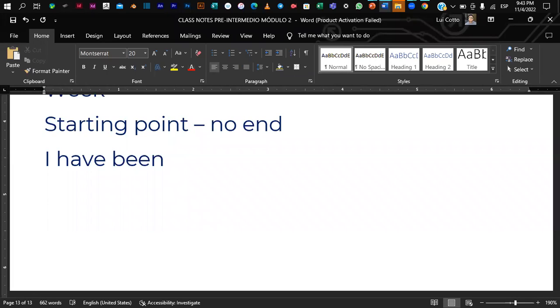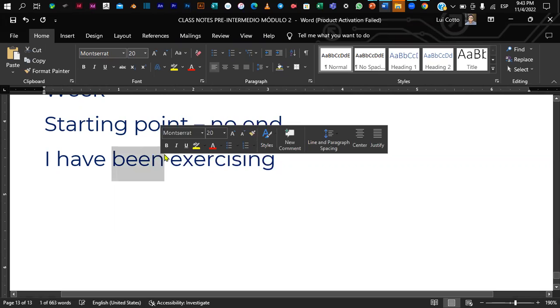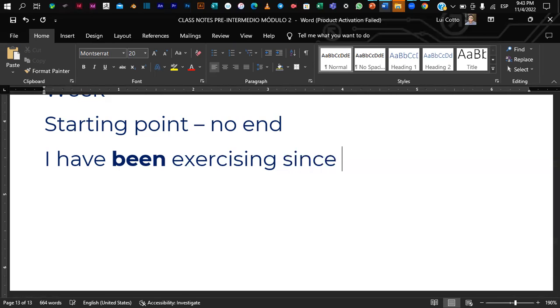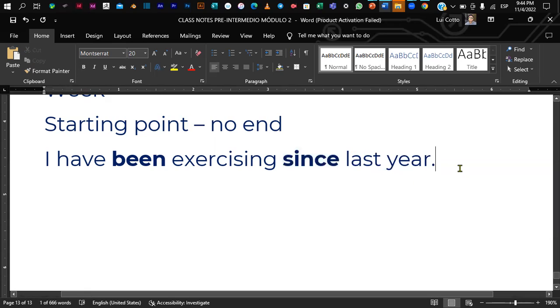I have been exercising. When you use been, the next word has to be ING. I've been, he estado exercising. Repeat the sentence. Last year. Okay, that is the sentence with the word since. And what about with the word for? ¿Cómo hago una sentence with for con esto mismo?